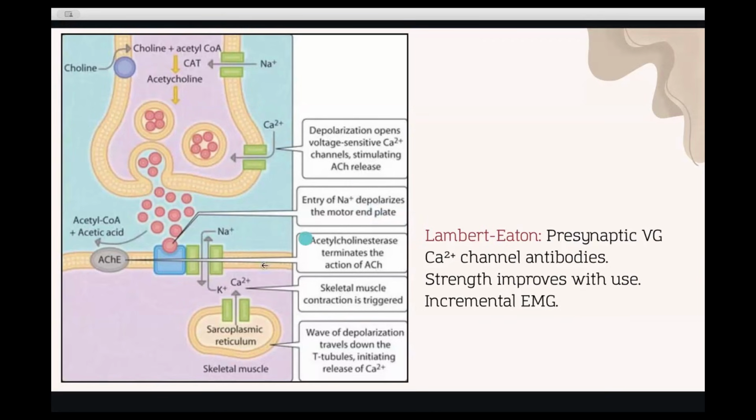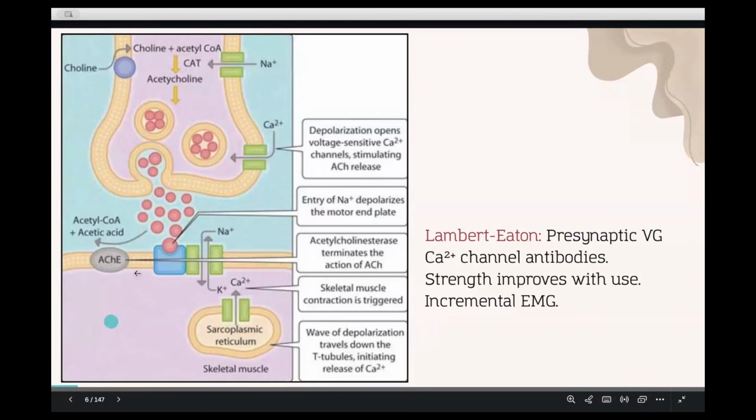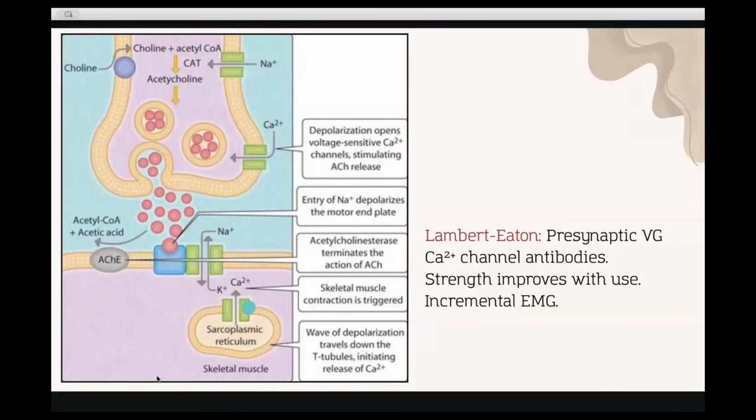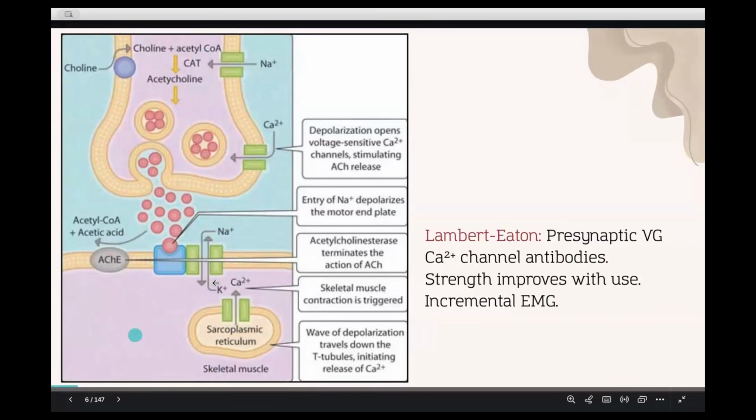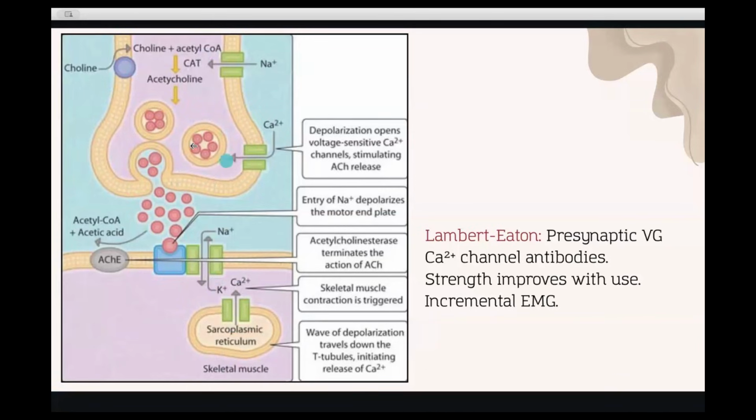So as you can see, this is the muscle and the plate. So here we have the neuron, this is the postsynaptic membrane, and here, this is the motor end plate or the neuromuscular junction. As you can see, here we have the acetylcholine that needs to bind to the postsynaptic receptor. Now, why is this important? Let's understand the Lambert-Eaton disease.